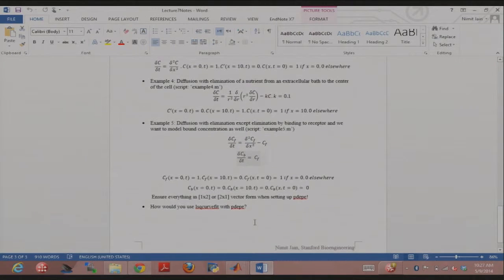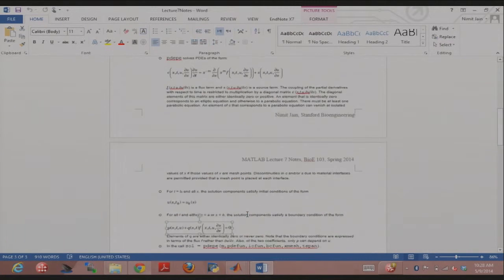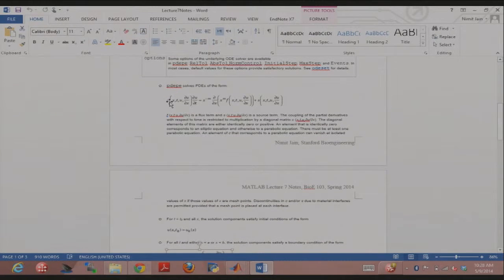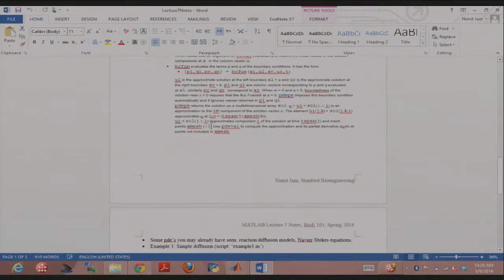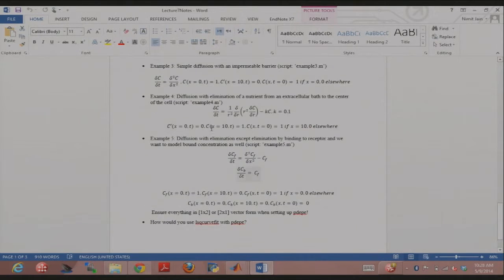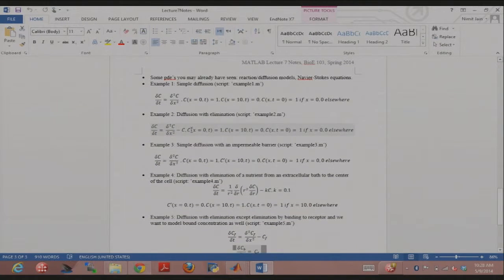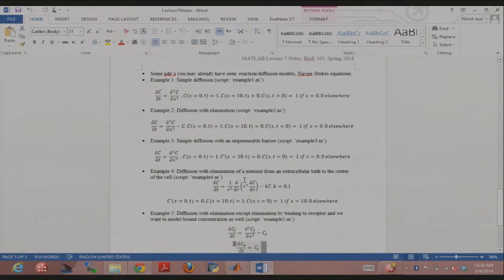And the last example I want to talk about is coupling. So I mentioned this E matrix here, which could be thought of as a coupling matrix. You could have multiple variables at the same time, right? And so let's look at a simple example where it's the same as example two. So you're having diffusion with elimination, but say this was happening from the blood. So this was representing, say, the blood chamber.